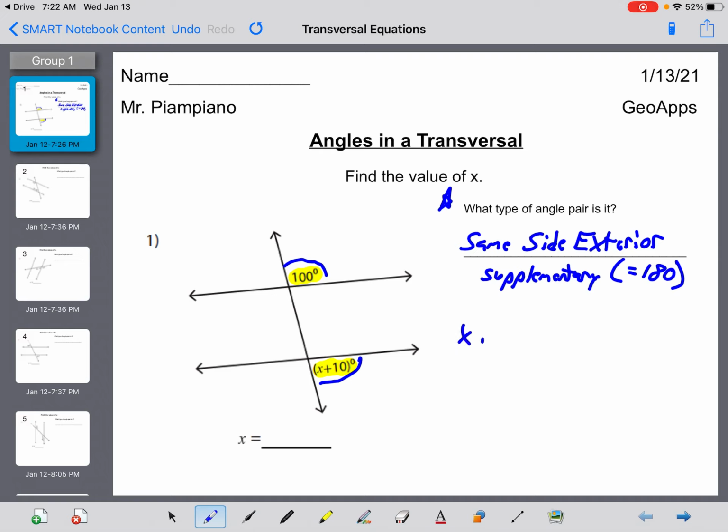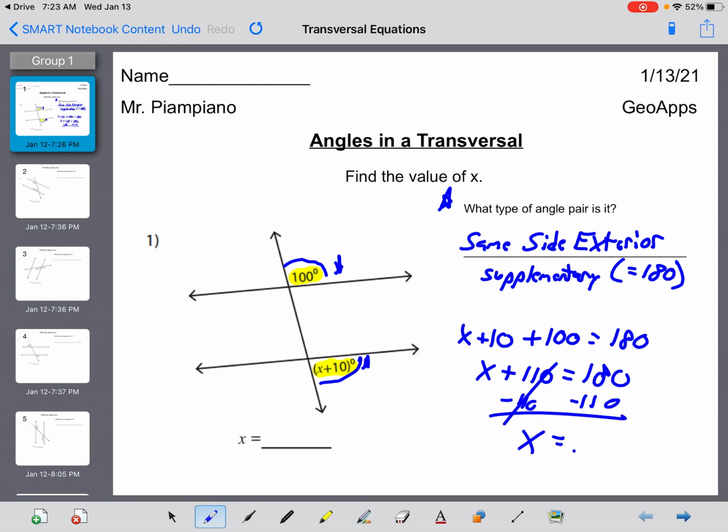So let's solve. X plus 10 is our first angle down here, plus 100, which is our second angle, equals 180. From here we combine like terms. X plus 110 equals 180. We subtract 110 from both sides, and x equals 70. Okay, the last thing you need to do is to plug in 70 plus 10 equals 80 degrees.